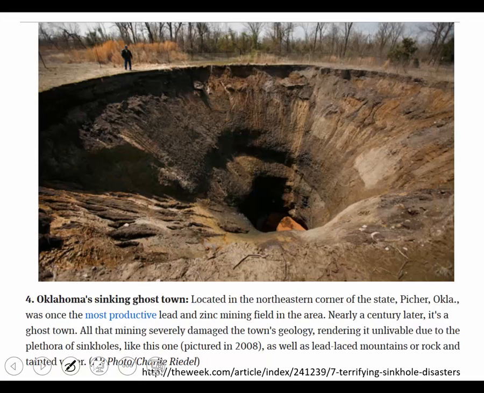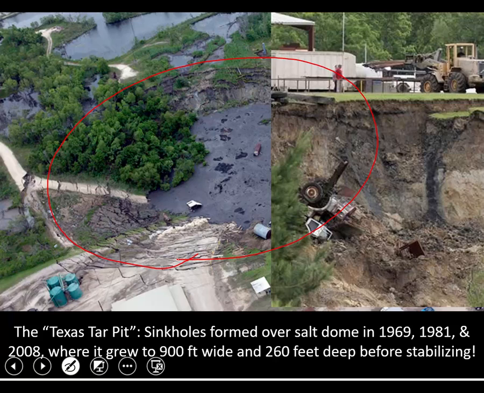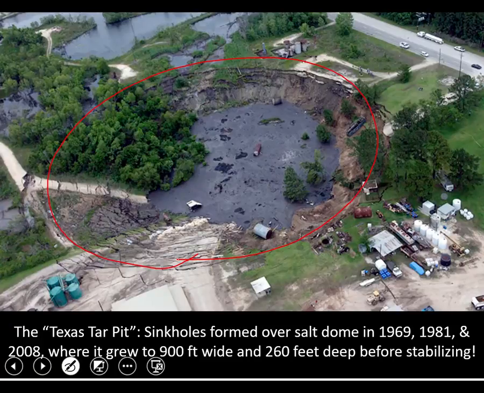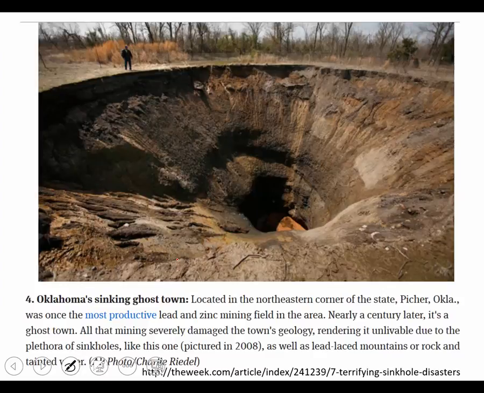And the kind of tar shape, or the tar look, is basically the oil that was seeping from within it. So this was actually an area where they had stored oil in the salt dome. So this was within 50 miles of Houston. So this is the type of subsidence that you get with evaporites.